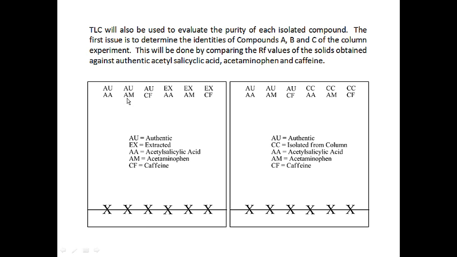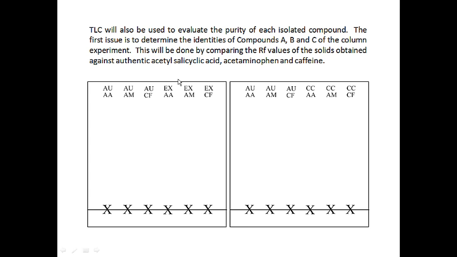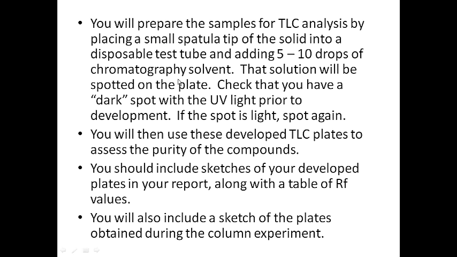So you're going to place a spot of authentic acetylsalicylic acid in column maybe A, authentic acetaminophen and authentic caffeine spots in the first three. Then from your aluminum dishes, you're going to take a little bit of solid. You're going to prepare the samples for TLC analysis by taking a small bit of solid, putting it into a disposable test tube, and adding 5 to 10 drops of the chromatography solvent to dissolve that. Then you're going to place a spot of that solution on the TLC plate.